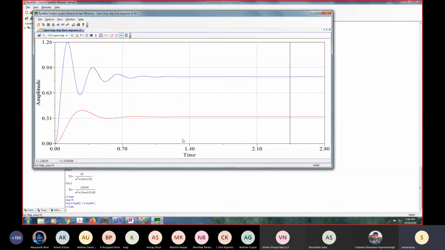If you look at the values, right now I am reading the value of the red one, that is 0.333. If I change to the second one's value, I get 0.833. So 0.833 is closer to my reference, that is 1. If I go on increasing gain, I will further approach 1. But what is the peak value of this second one? It is 1.26. It has exceeded the target.